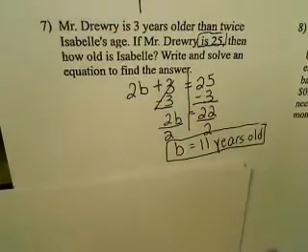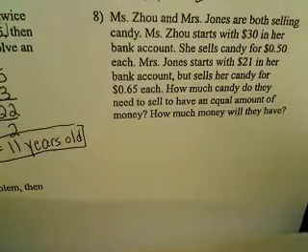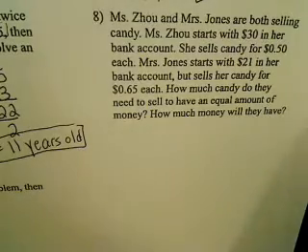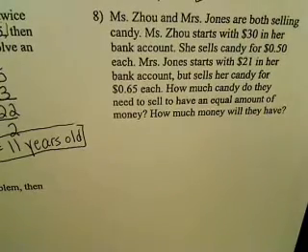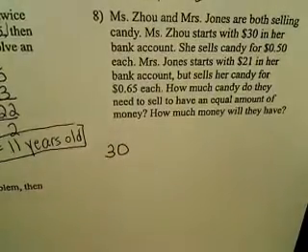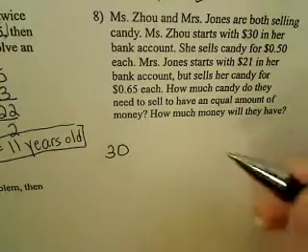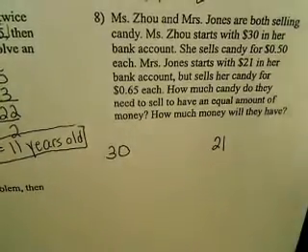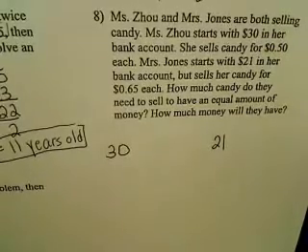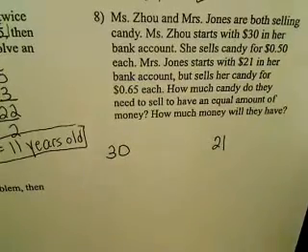All right, let's go to problem 8. Okay. Miss Zhao and Mrs. Jones are both selling candy. Miss Zhao starts with $30 in her bank account. Okay, so she has $30. She sells candy for 50 cents each. Mrs. Jones starts with $21 in her bank account, and she sells candy for 65 cents each. How much candy do they need to sell to have an equal amount of money?